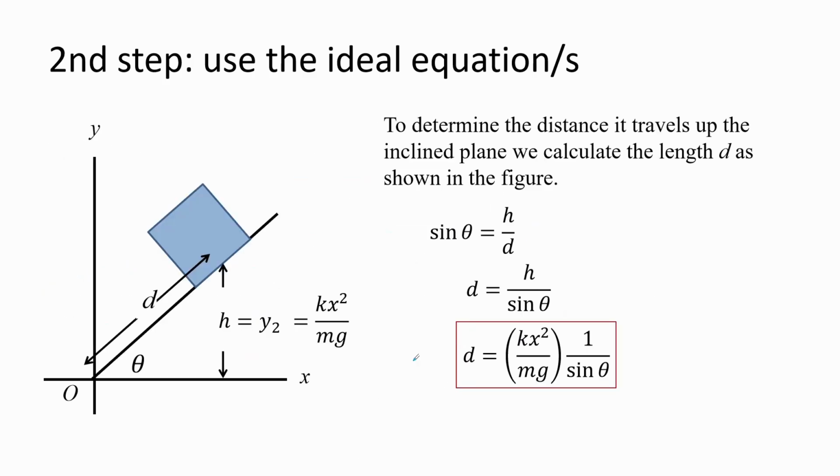To determine the distance it travels up the inclined plane, we calculate the length d as shown in the figure. We use the sine function to do this. The sine of theta is equal to the height over the distance d. Rewriting this to solve for d, we get that d is equal to h over the sine of theta. We then substitute the equation for h and we get that the distance d is equal to the expression shown.